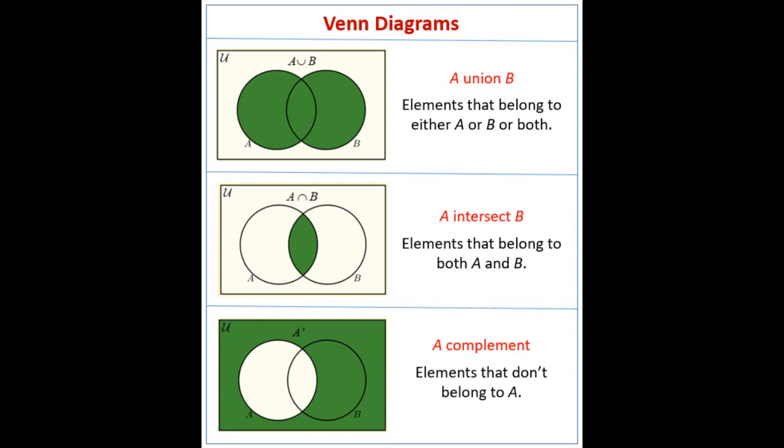Now going to intersection. Intersection of two sets A and B is the set of elements that belong to both A and B. Therefore its Venn diagram will be the shaded portion as you can see in the picture. Going to complement. Complement of any set A is the set of elements that do not belong to A, which means the Venn diagram will be the shaded portion outside the set A.